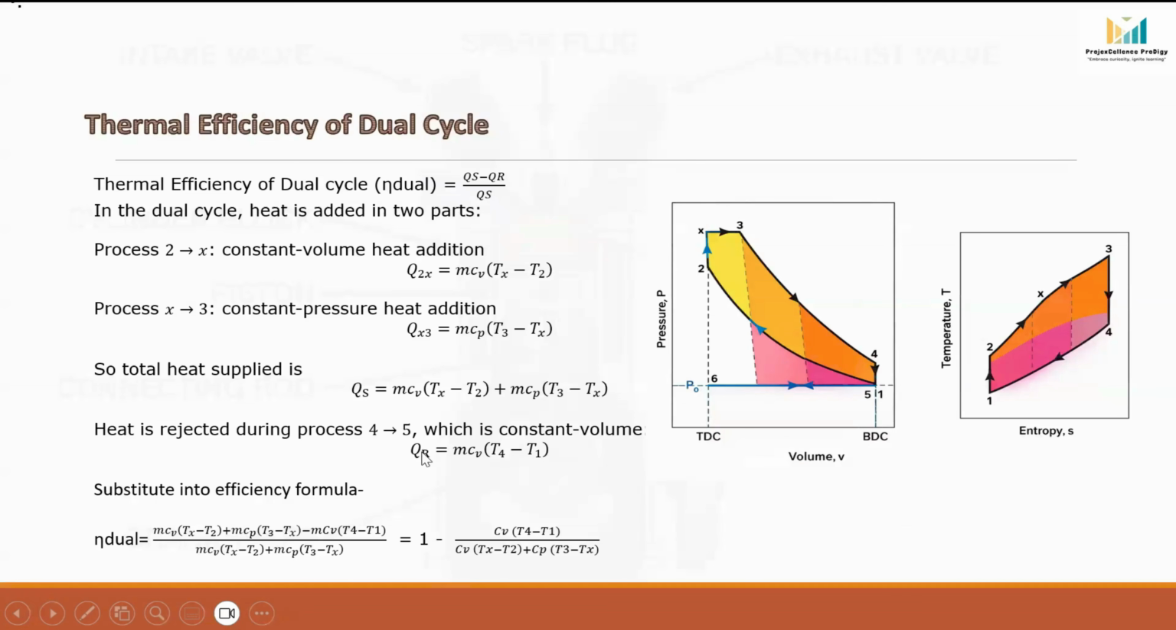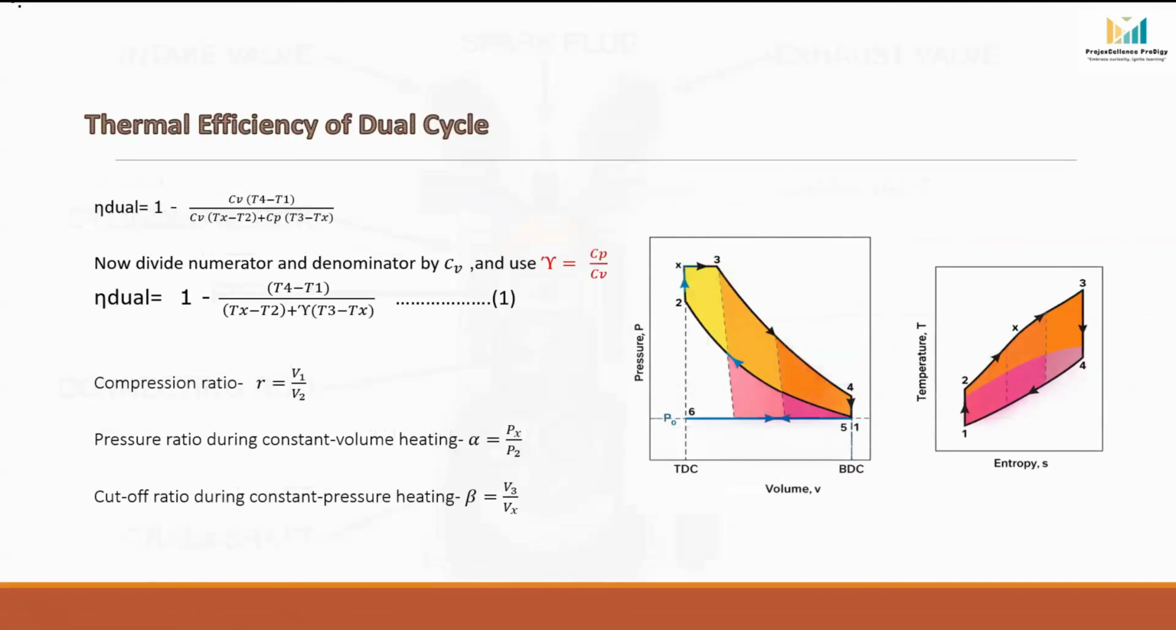If we substitute Qs and Qr values into the efficiency formula and simplify it further, it becomes 1 minus Cv into (T4 minus T1) whole divided by Cv into (Tx minus T2) plus Cp into (T3 minus Tx). Now, if we divide numerator and denominator by Cv, and since Cp by Cv is equal to gamma, we get the efficiency formula: 1 minus (T4 minus T1) whole divided by (Tx minus T2) plus gamma into (T3 minus Tx).